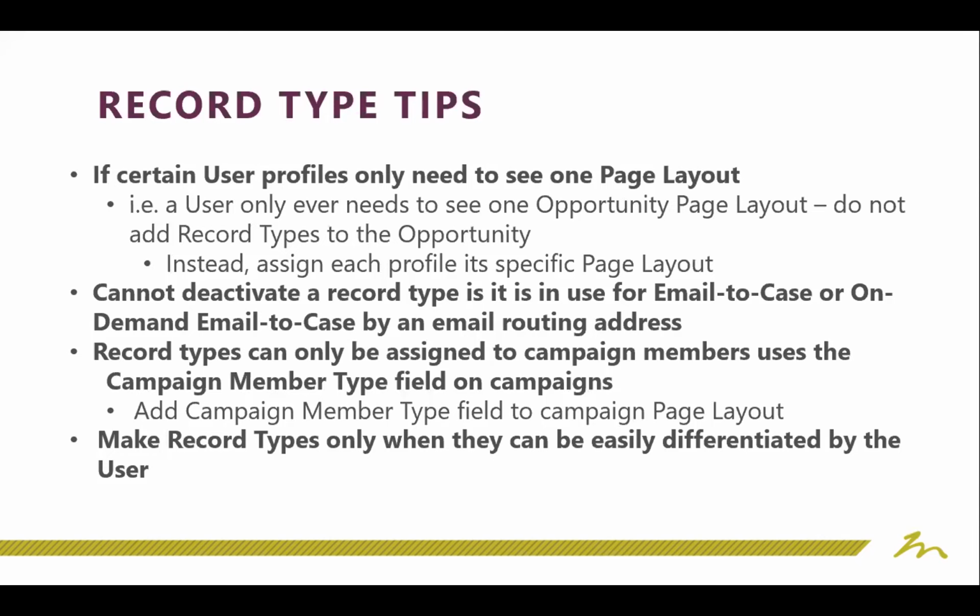And this is common sense, but while I was doing some reading, I saw some really terrible things. Make record types only when they can be easily differentiated by the user instead of the admin. On an admin level, it's a different language, right? You can easily differentiate. But if you can't title two different record types, different things that make sense to the user, then it's not a good use of record types. Generally, then you can attack that with a page layout. If you're having a hard time differentiating what those record types are, you probably don't need more than one, truthfully.